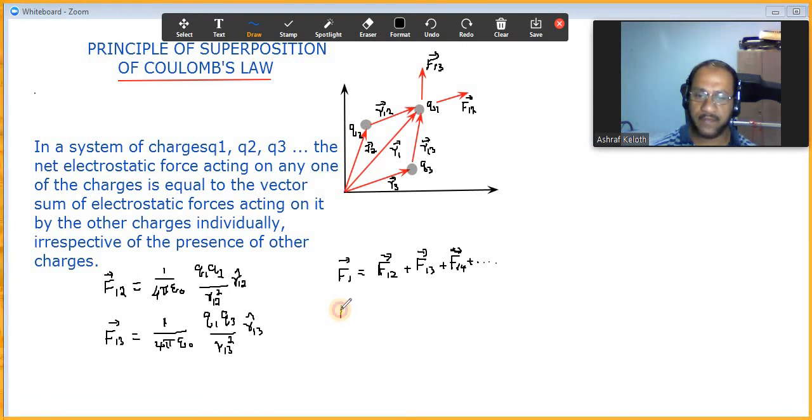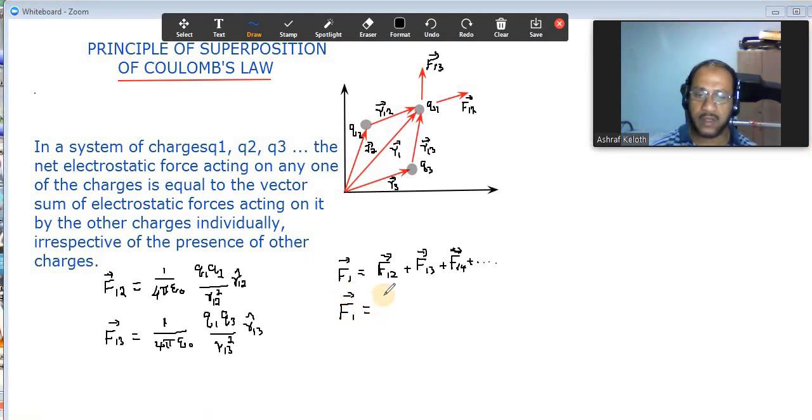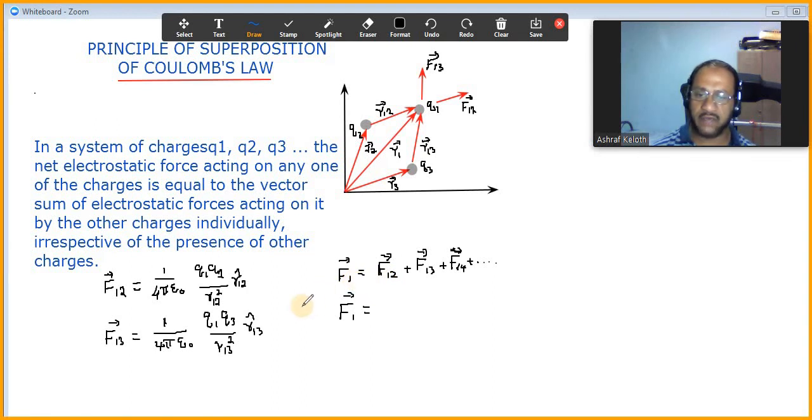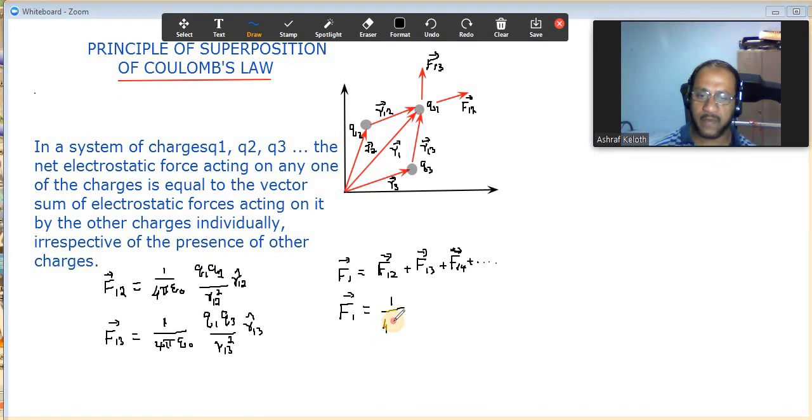This can once again be written as F1 is equal to, in this case we have a total of 3 charges, then the force acting on the first charge Q1, that is F1, is equal to, we can substitute for F12 and F13 from these two equations. In these two equations, 1 by 4 pi epsilon naught is a common factor, so 1 by 4 pi epsilon naught is taken outside the bracket.